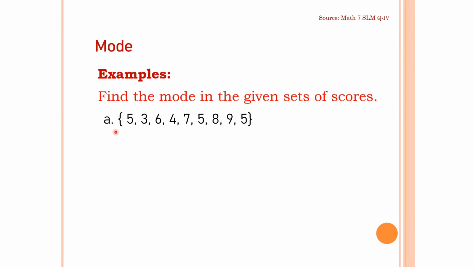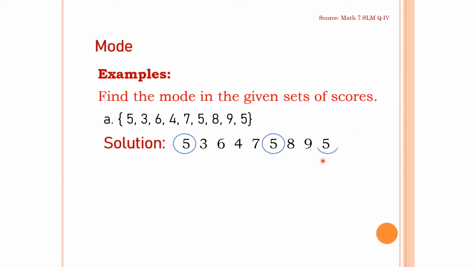Now let us take this example. Letter A. What we are going to do is look for the value that appears most of the time. In this example, we have 5. Let us count how many repetitions it has. 1, 2, 3. This value appears most of the time. Therefore, the mode in this example is 5.